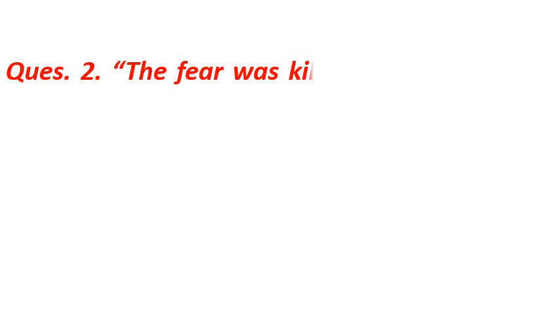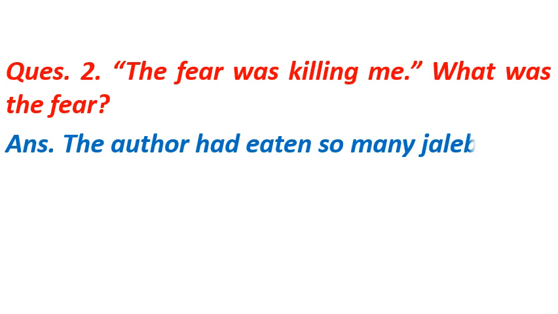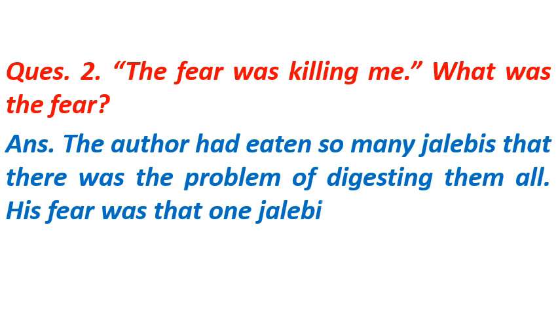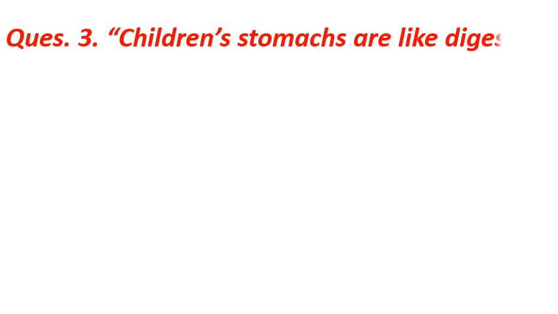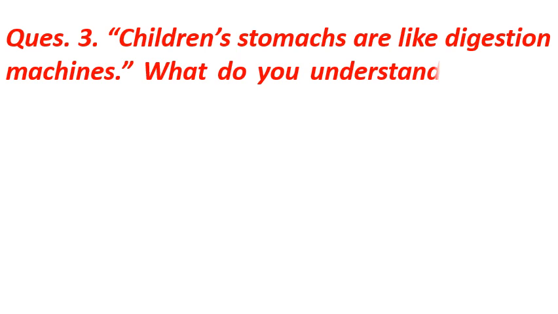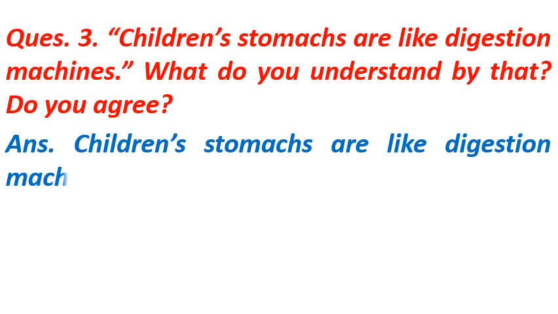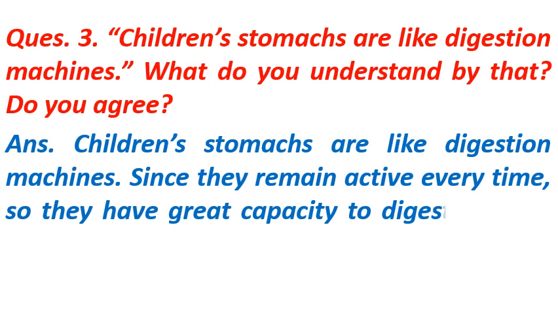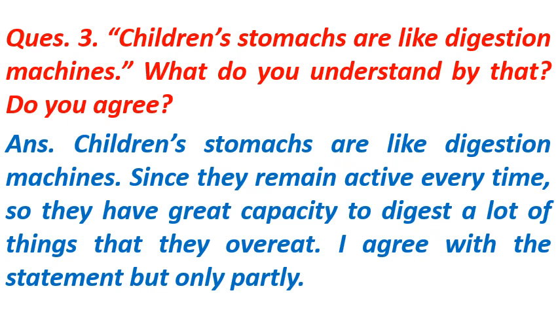Question number 2 is, the fear was killing me. What was the fear? The answer is, the author had eaten so many jalebis that there was the problem of digesting them all. His fear was that one jalebi or two would come out with a bird. Question number 3 is, children's stomachs are like digestion machines. What do you understand by that? Do you agree? The answer is, children's stomachs are like digestion machines since they remain active every time, so they have great capacity to digest a lot of things that they overeat. I agree with the statement but only partly.